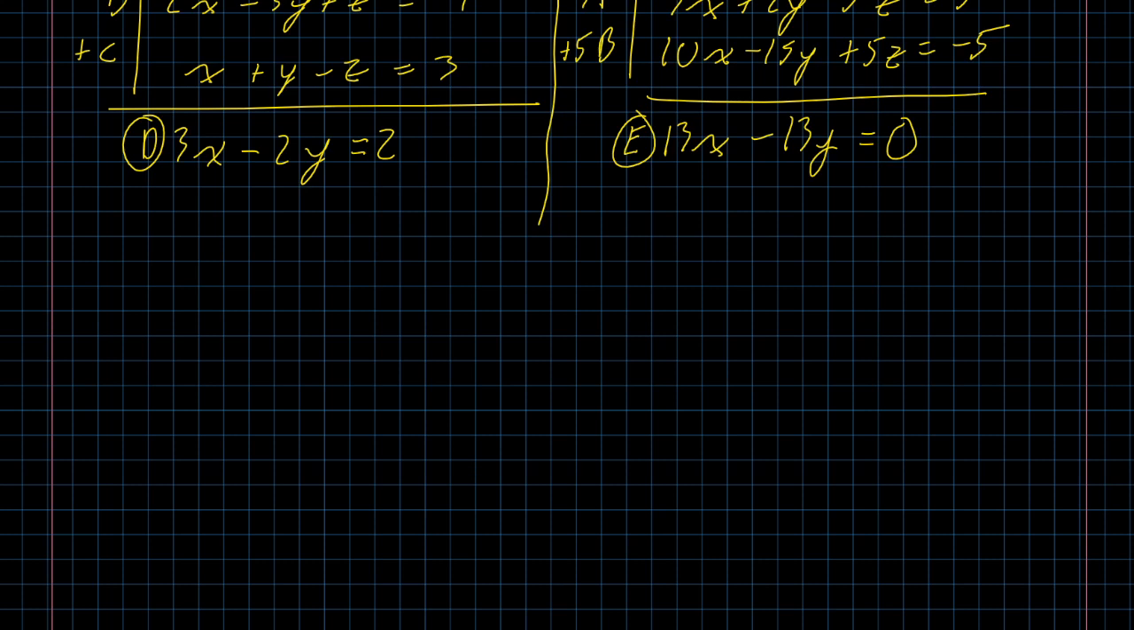That's easier to solve. Actually, the first thing I'm going to do, I notice in equation E, I've got these factors of 13 that I really don't like. So let's go ahead and make a new equation F. Just divide both sides of that equation by 13, and we get x minus y equals 0.